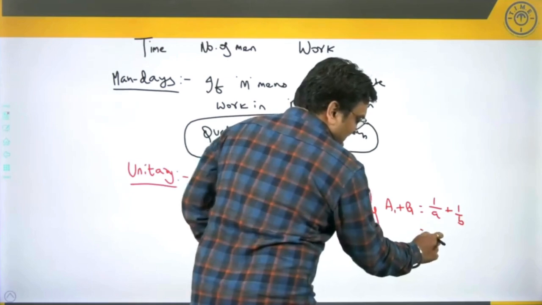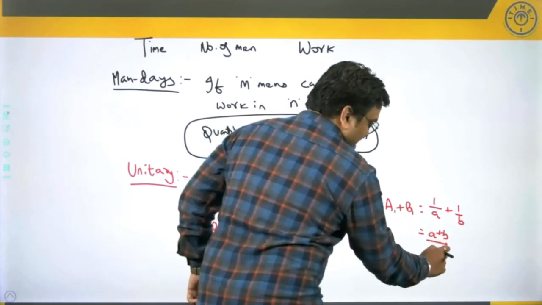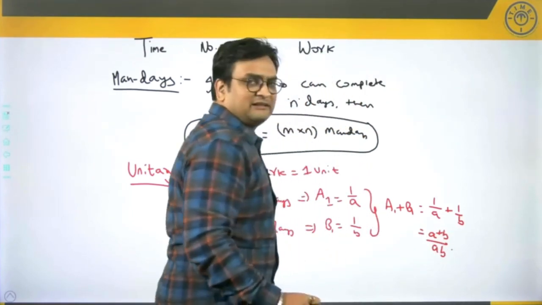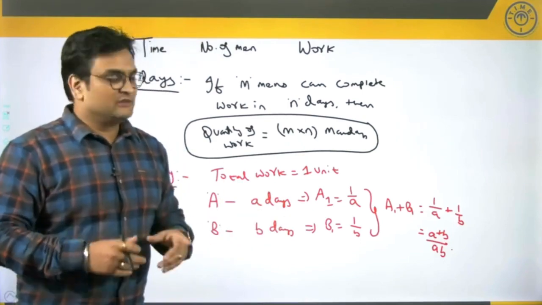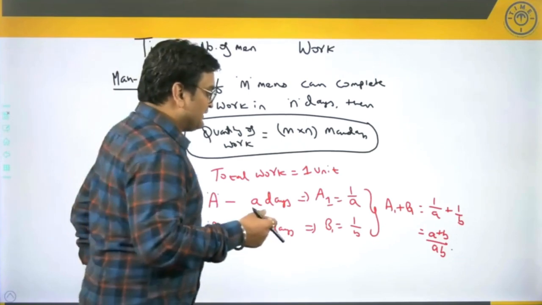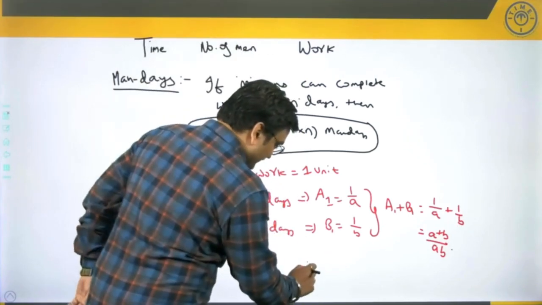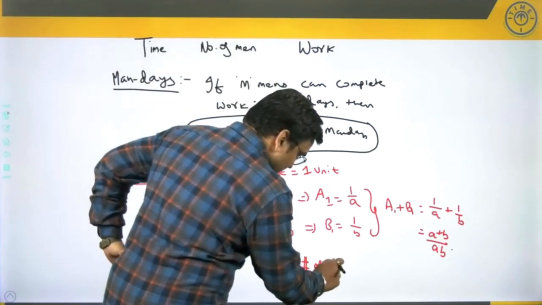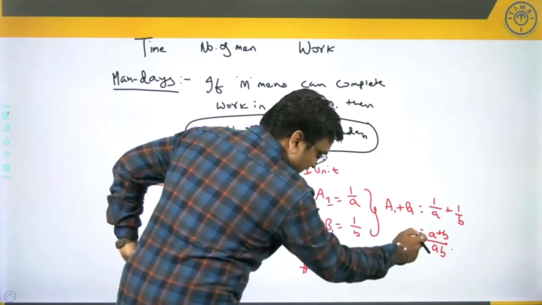So, when you simplify this, this is A plus B by A into B. This is the amount of work that they can complete together in one day. So if that is the fraction of the work that they can complete in one day, can I not directly say the number of days will be nothing but the reciprocal of that?